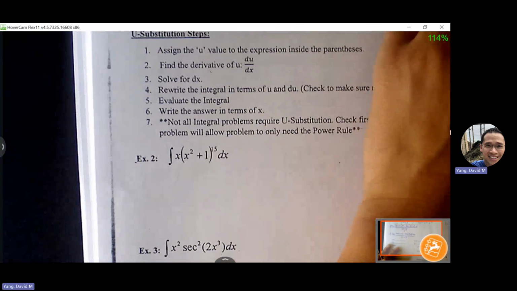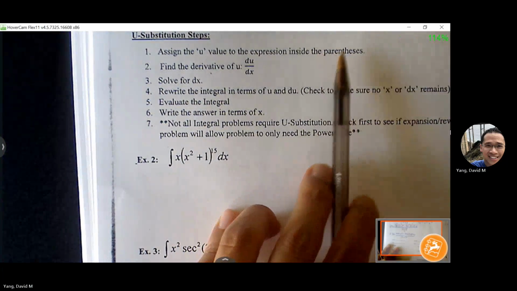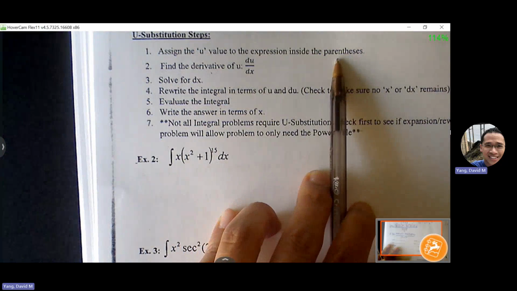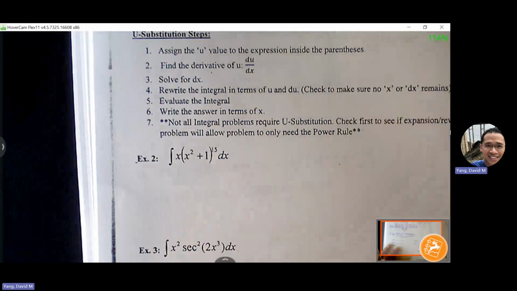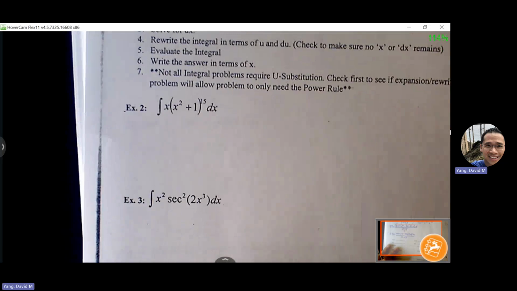This is not always going to be the case, but a good first step is to look for your parentheses. Whatever is inside your parentheses, chances are that's going to be your U value. So if I can create a set of parentheses, then that's going to be my U value. We're going to see exceptions all over the place, but that's a good first place to start. So what could be our U value here? X squared plus 1.